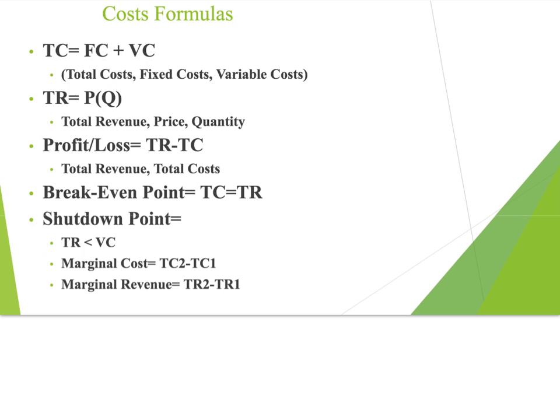The various cost formulas are up on the screen. So total cost equals fixed plus variable. Total revenue, we already said, was price times quantity. Profit or loss is total revenue minus total cost. The break-even point is when total cost equals total revenue. The shutdown point is if total revenue is less than variable cost. And then we can also find marginal cost and marginal revenue, which is the change in total cost or total revenue.